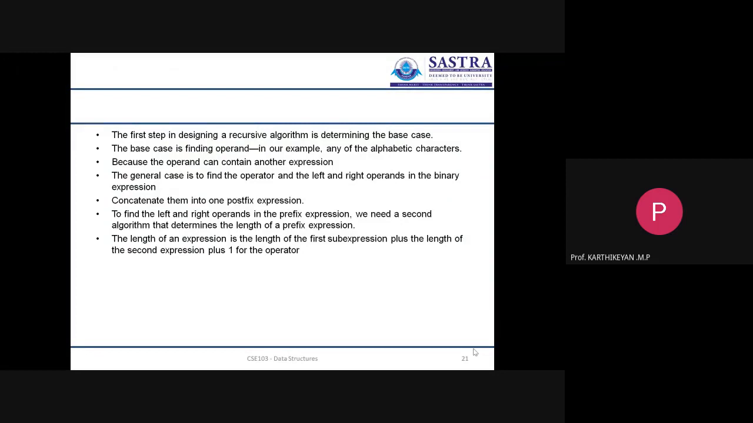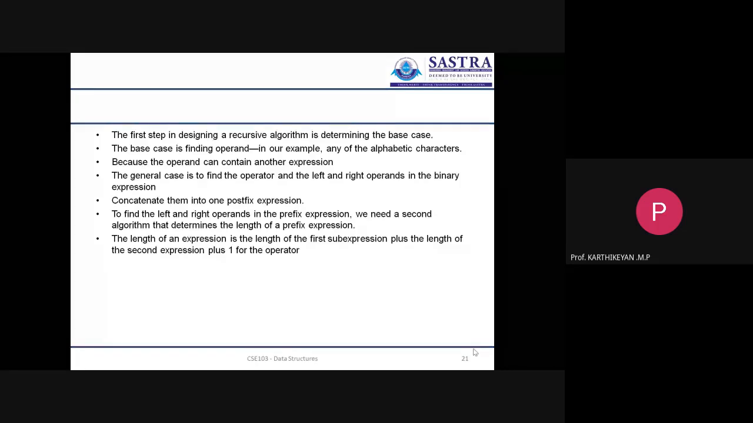Okay, to design the algorithm, we need to find the operand, because the operand may be a sub expression. So for finding an operand, there is a base case and a general case. The general case is finding the left operand, finding the right operand, and finding the operator, then combining these three into an expression as a postfix expression. So this is our objective here.